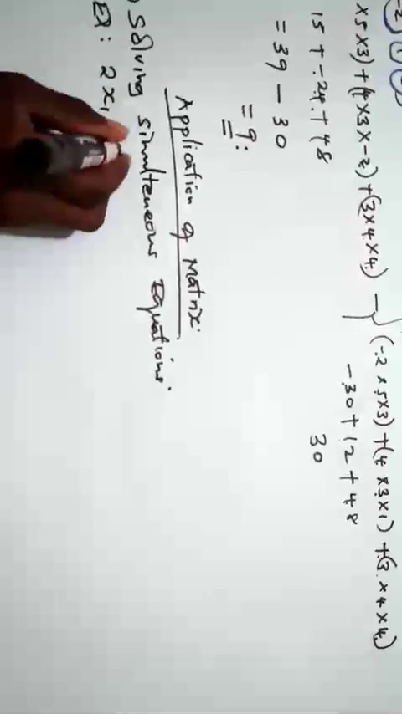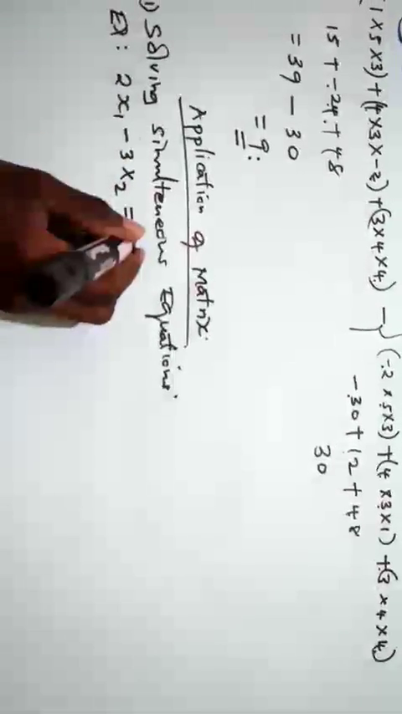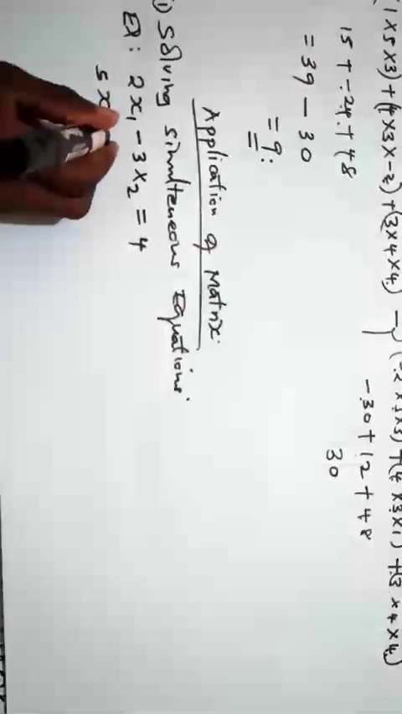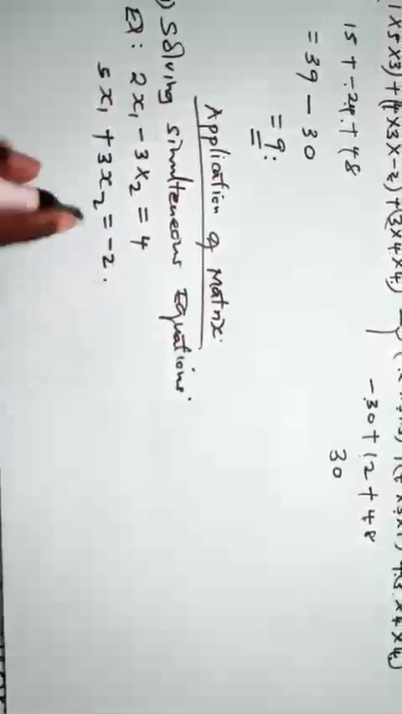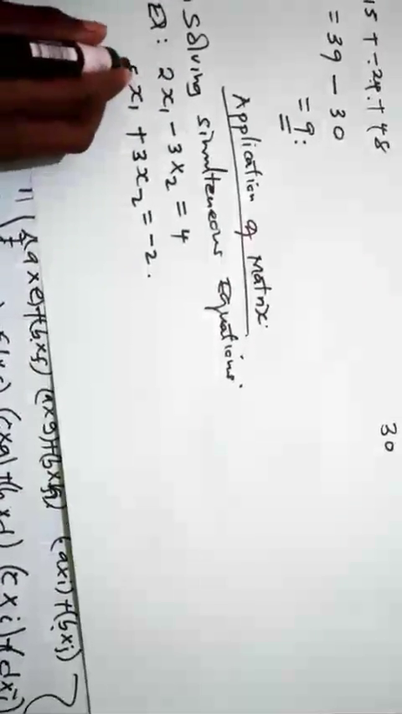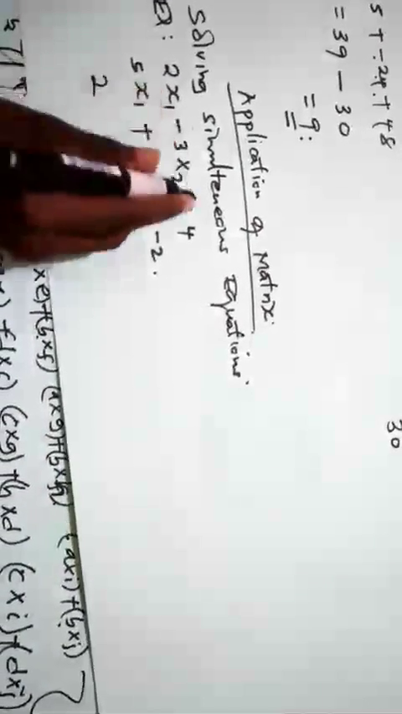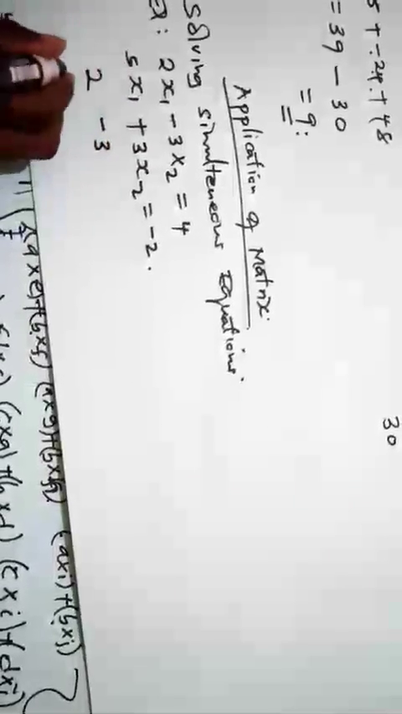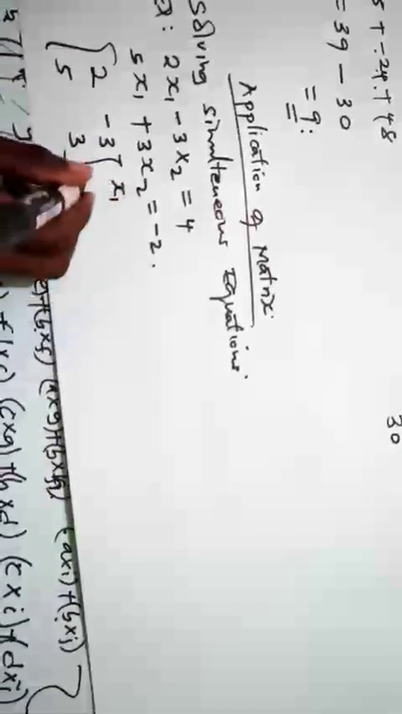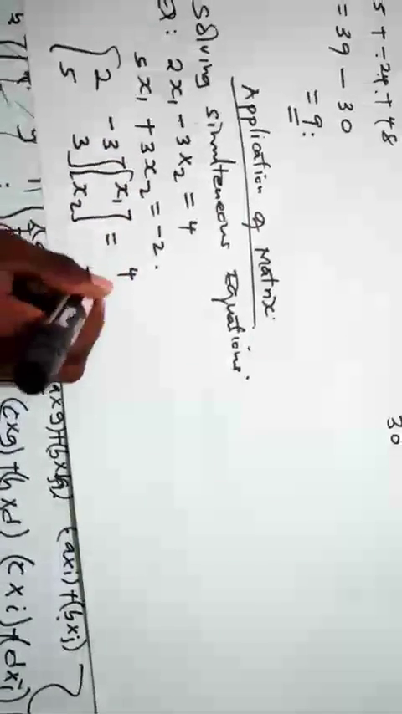2x1 minus 3x2 equals maybe 4. And then we are talking about 5x1 plus 3x2 equals negative 2. So the simple thing we normally do when we have such kind of equations, because we know from now we apply the principle of multiplication of matrix. Here we are going to form a matrix. We are going to have 2. We pick the coefficients. Then we have negative 3, then 5, and then we have the 3. Then we are going to have x1 and x2 here. Then we are going to have the resultant, 4 and negative 2.